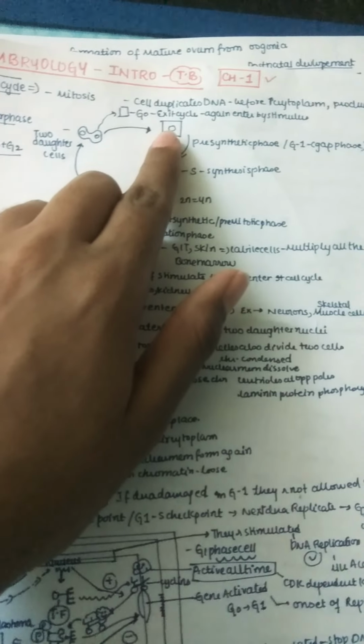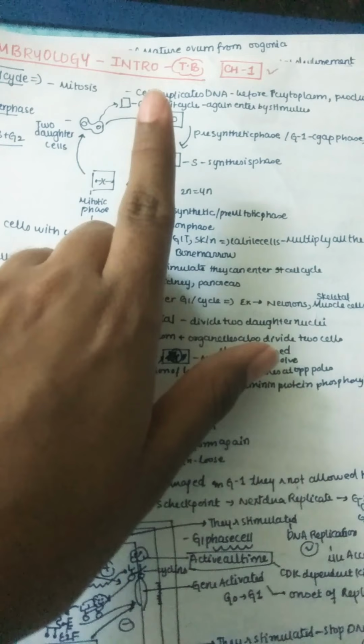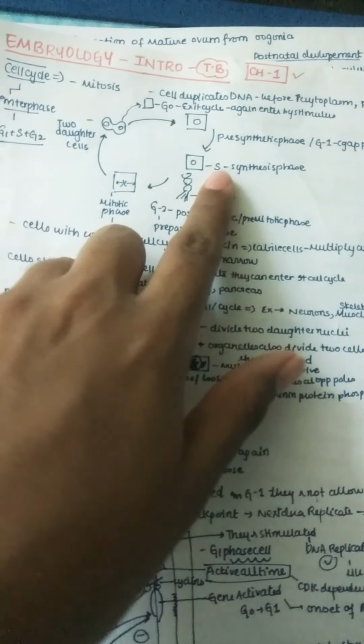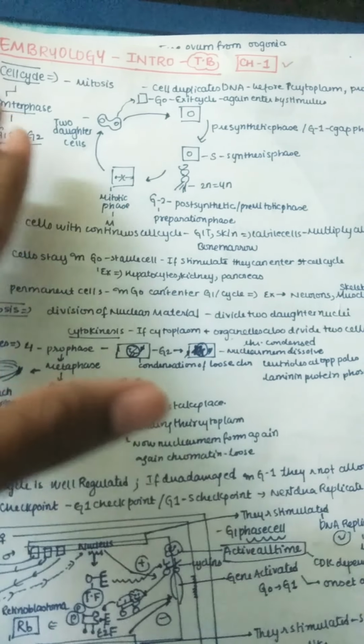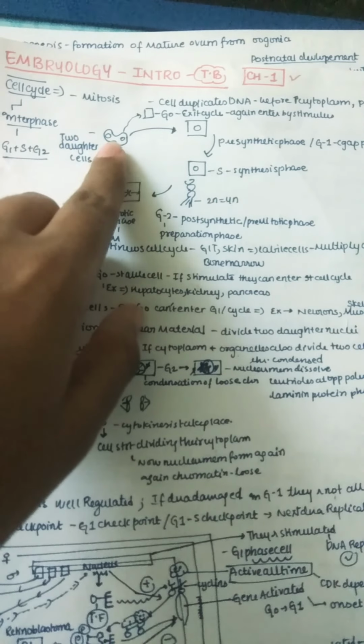First is G1, the pre-synthetic or gap phase, and this is the S phase, the synthesis phase, where the DNA gets replicated and the chromosomes get duplicated. This is important. After the S phase, it goes directly into the mitotic phase, and after the mitotic phase, finally 2 daughter cells are formed.